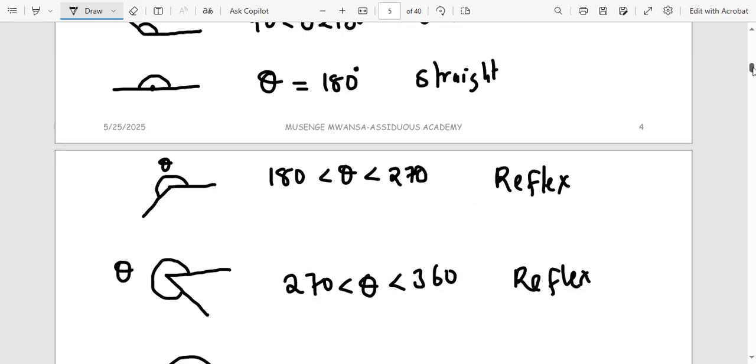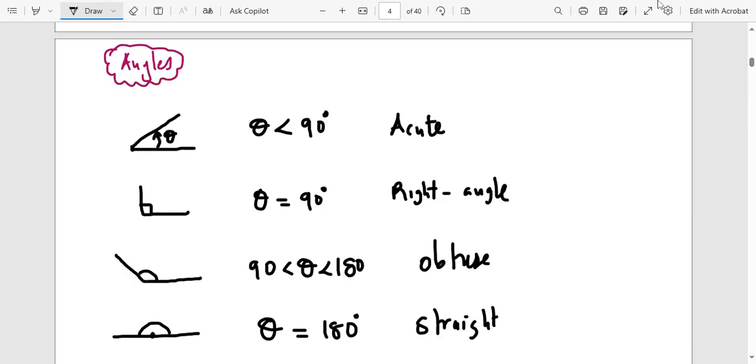Now, one thing I want you to understand about these angles. Before we go further, is there anyone that's behind? Anyone with a question?